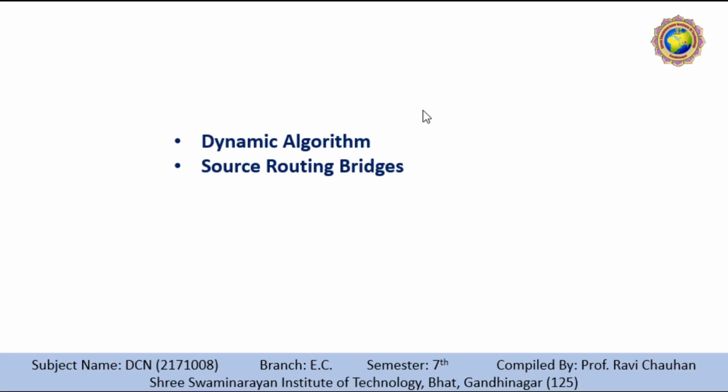Bridges send a special message to one another called Bridge Protocol Data Units, or BPDUs, to update the spanning tree. The spanning tree is updated when there is a change in the system, such as a failure of a bridge or an addition or deletion of a bridge.